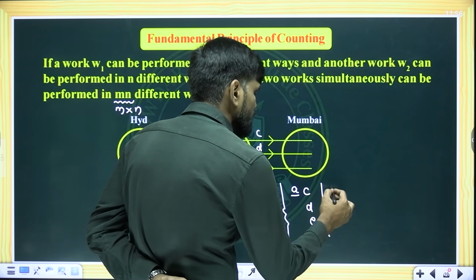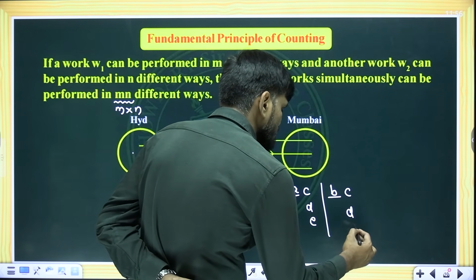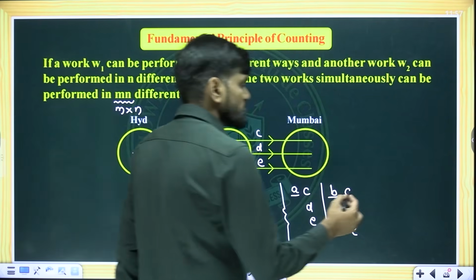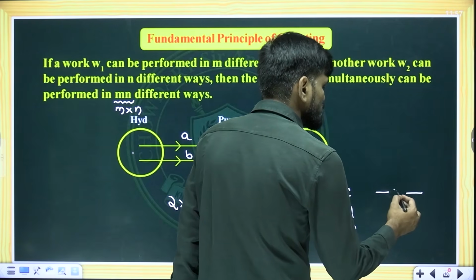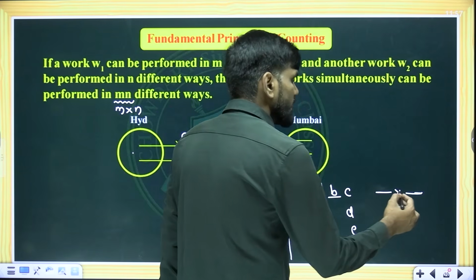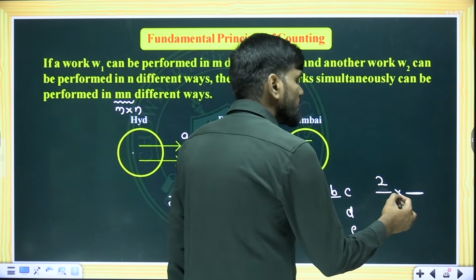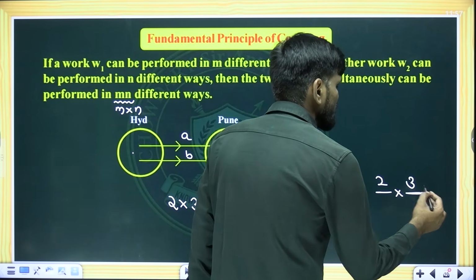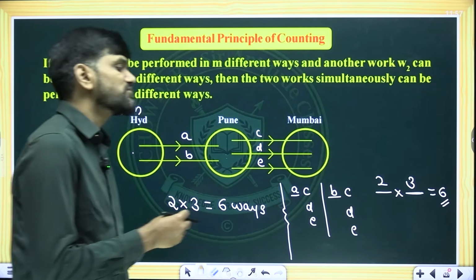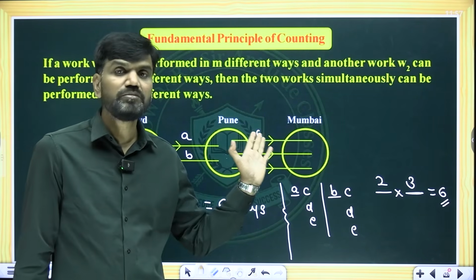Similarly, if he goes by route B from Hyderabad to Pune, from there he can choose any of the 3 routes from C, D and E. So 2 tasks are there. For him to go from Hyderabad to Mumbai, 2 things have to happen. One is reaching Pune. The second is reaching Mumbai. To reach Pune from Hyderabad, there are 2 different routes. To reach Mumbai from Pune, there are 3 different routes. Effectively, 6 different routes are possible for a person to travel from Hyderabad to Mumbai.